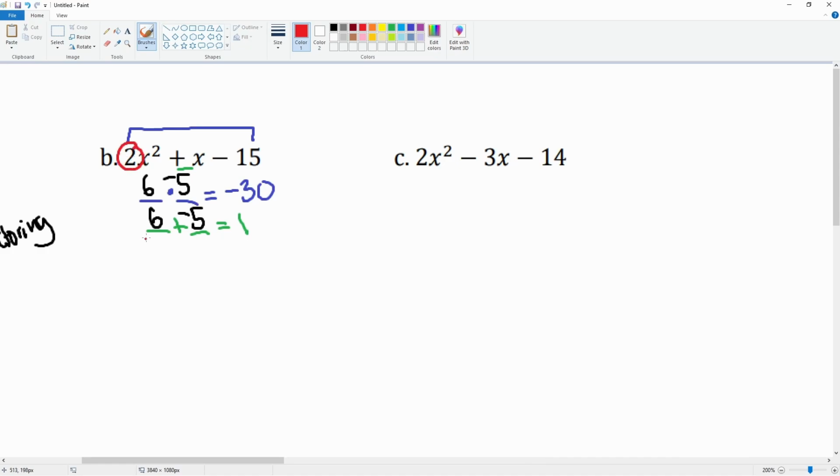Then we divide by that 2x term. See if anything simplifies. 6 over 2x does simplify, becomes 3 over 1. Negative 5 over 2x does not simplify. Your factors would be x plus 3 and 2x minus 5.